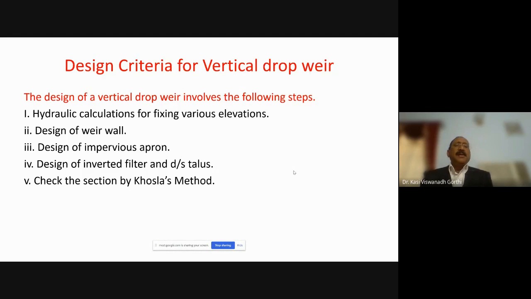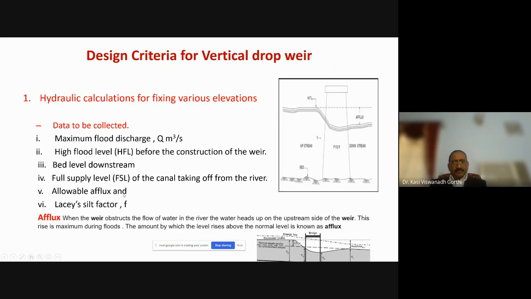Then the impervious apron portion, what should be the upstream length and downstream length, and what should be the cutoffs to be provided, the depths of cutoffs that are to be provided. Then the filters which are provided on the upstream side and downstream, so inverted filters and the talus portion. Finally, the structure which we have designed must be checked for its safety. Maybe by making use of the method of independent variables, we can check the section for its safety.